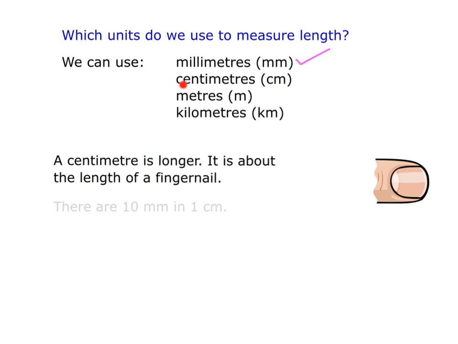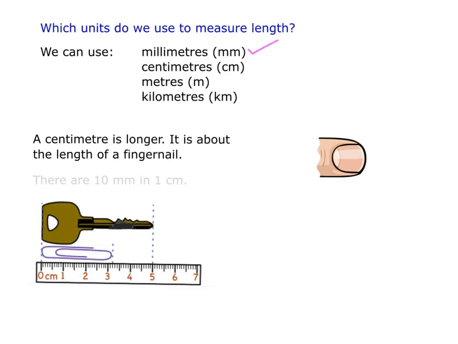The second unit we're going to talk about is centimetres. So a centimetre is longer and it's about the length of your fingernail. And we always remember then that there's 10 millimetres in 1 centimetre. So we use centimetres to measure things that are a little bigger. So you can see here I've got a paper clip and I can see that it starts at 0 and it ends just a little bit above it. Okay, so we would say that that's 3 centimetres, and if I wanted to write it in centimetres, it's just a little bit above, it's actually 2 lines above, so I would say that's 3.2 centimetres. And then a key from 0 the whole way up, it ends at 5, so I'd say the key is 5 centimetres.